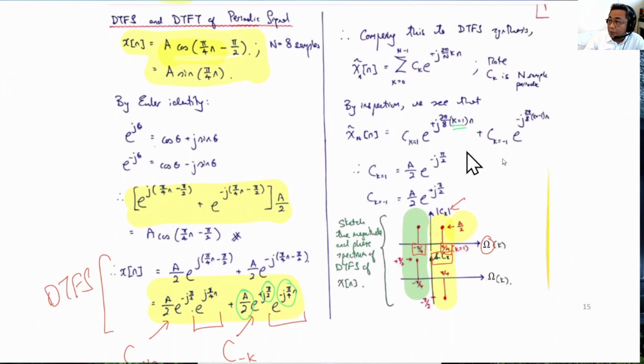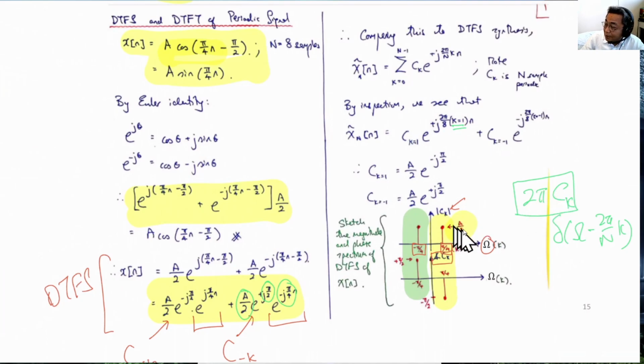Now, the problem was to find the DTFT representation. To find the DTFT representation, remember we need to multiply the c_k by 2 pi, and we put it at delta of omega minus 2 pi over N k. So remember, c_k is a complex number. When we multiply by a real number, we're only changing the magnitude and not the phase. So 2 pi times A over 2 becomes A over 2 times 2 pi, which is A times pi.